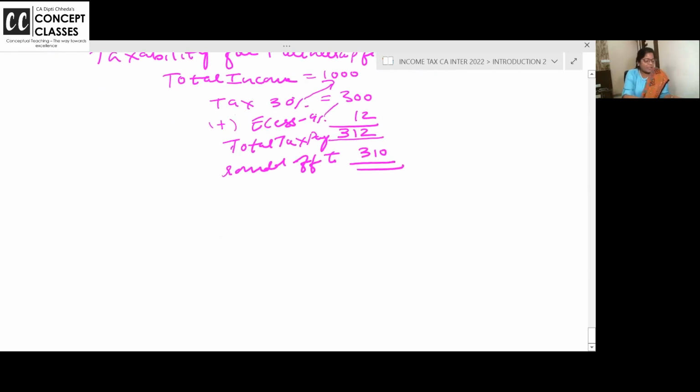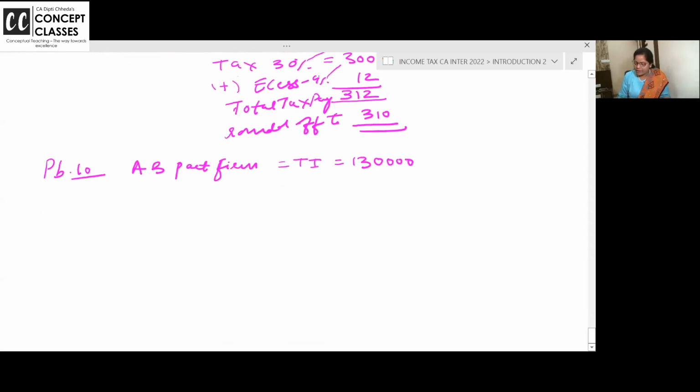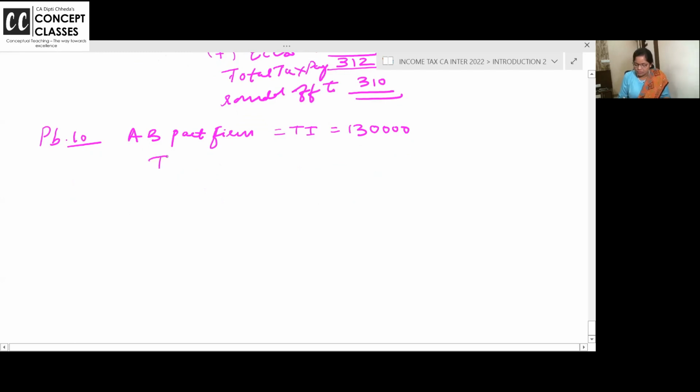Chalo, very quickly together we are solving problem number 10. I hope you all are having the books with you. Problem number 10 says it's an AB partnership firm. Total income is 1,30,000. What will be the tax on this? 30%. 39,000. Yes.